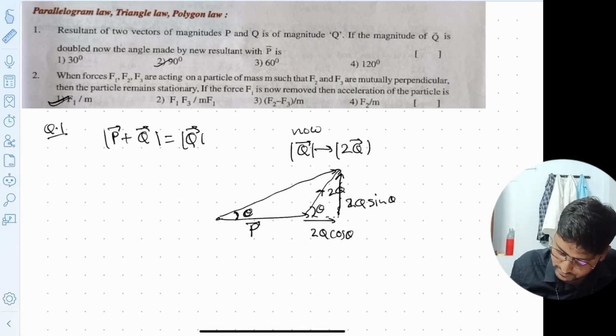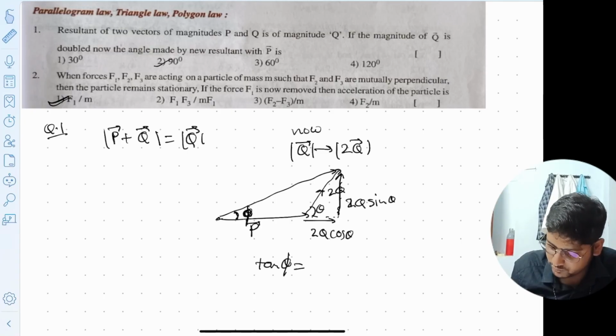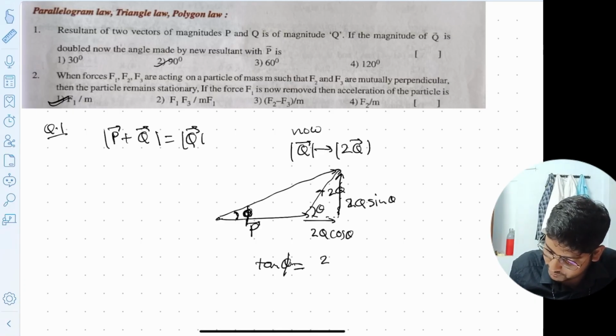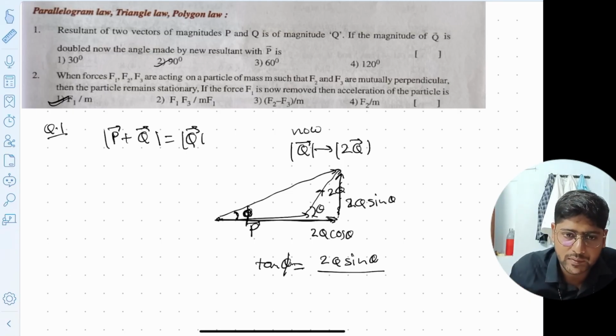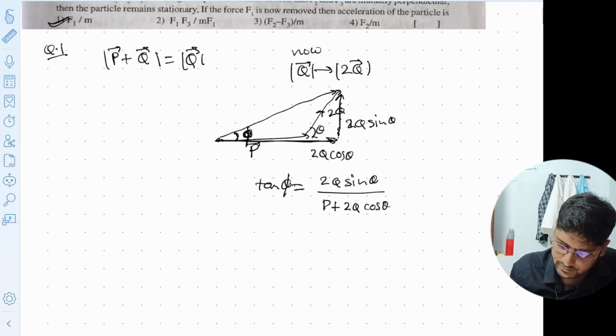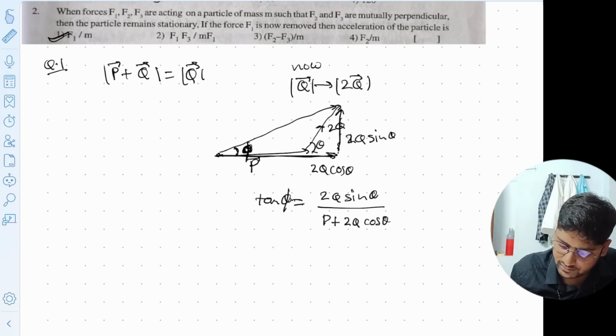So if this is our phi, then we can write tan phi equals perpendicular by base. Tan equals perpendicular by base. So the perpendicular is 2Q sin theta, divided by the base, which is what? The total base is P plus 2Q cos theta. And we have to find this angle phi.